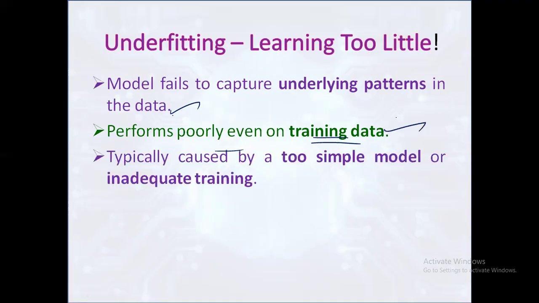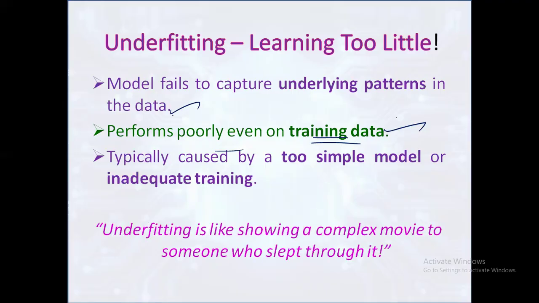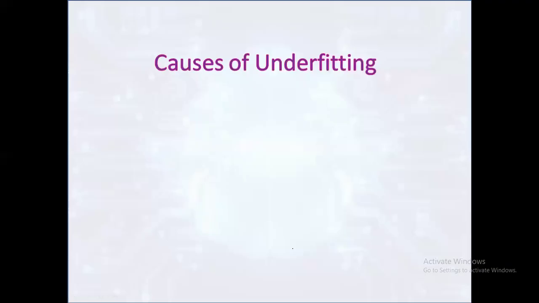An underfit model is usually too simplistic, missing out on important relationships in the data. This is often due to overly high bias, where the model assumes the data is simpler than it really is. So, underfitting is like showing a complex movie to someone who slept through it. Next, causes of underfitting. Training data that contains irrelevant or noisy values makes it difficult for the model to learn important patterns. The model gets confused by meaningless inputs and underfits the data.